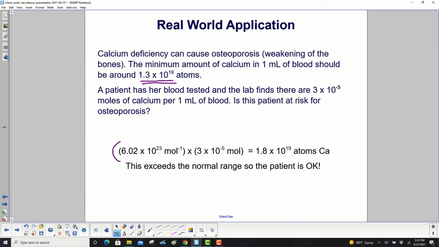Well, here we have Avogadro's number, 6.02 times 10 to the 23rd mole inverse, which means that's particles per mole, times 3 times 10 to the minus 5th moles. That's the moles of calcium per 1 milliliter. That tells us that there are 1.8 times 10 to the 19th atoms of calcium, which is greater than the minimum amount required. So, the normal range is exceeded. That's just fine. The patient is okay.